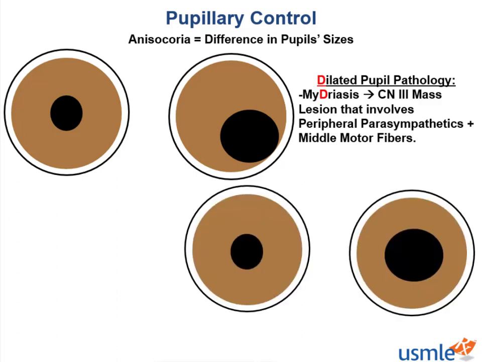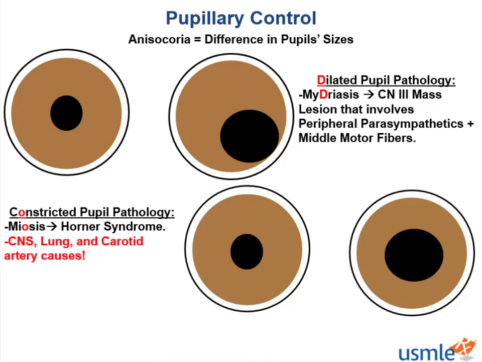Now, if the constricted pupil is found to be the abnormal pupil, think of a Horner syndrome, especially if ptosis and anhidrosis are present. Now, let me ask you, what are the three main causes of the Horner syndrome, the broad causes? That's right, CNS, lung, and carotid artery pathologies. Strong work.